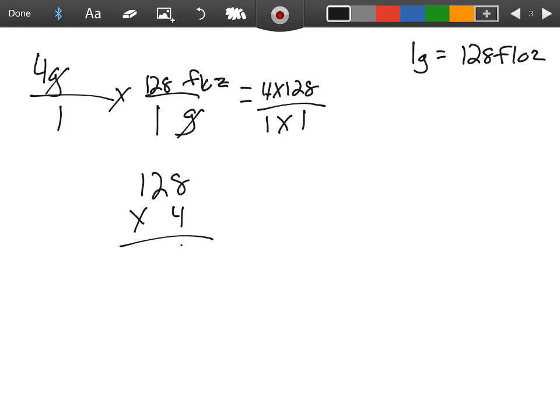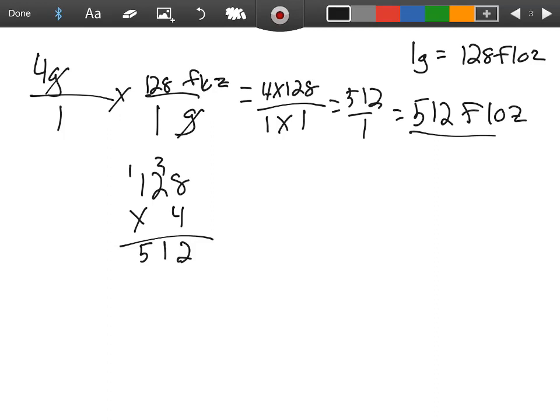8 times 4 is 32, carry my 3, 2 times 4 is 8, plus 3 is 11, carry my 1, and 4 times 1 is 4, plus 1 is 5, and our answer would be 512 over 1, which is 512 fluid ounces. So if we wanted to convert from gallons to fluid ounces, we end up with 512 fluid ounces in 4 gallons. Now, you may get a problem that asks you to go the opposite direction.